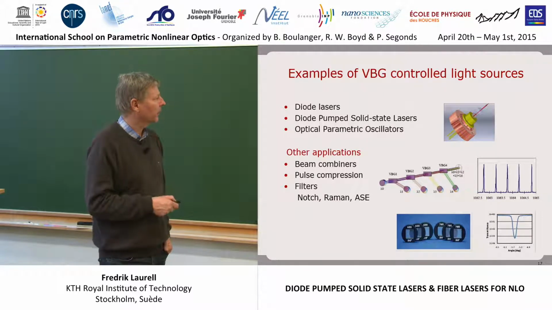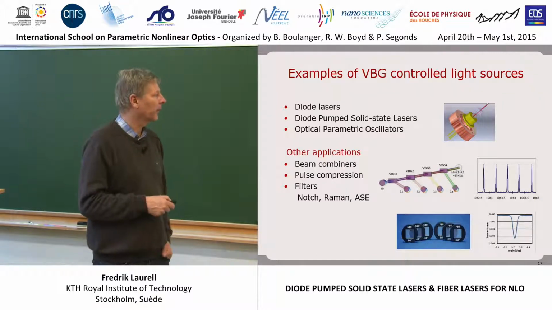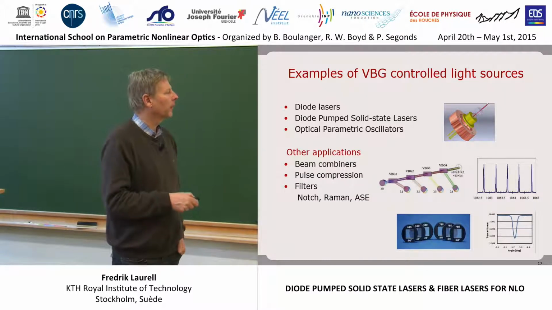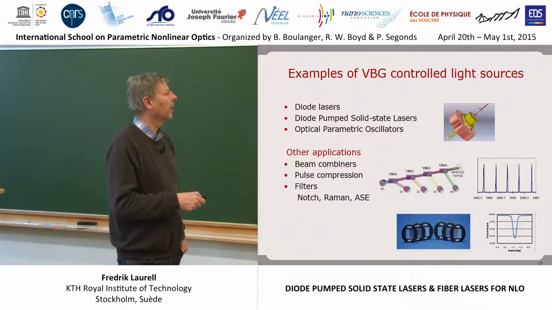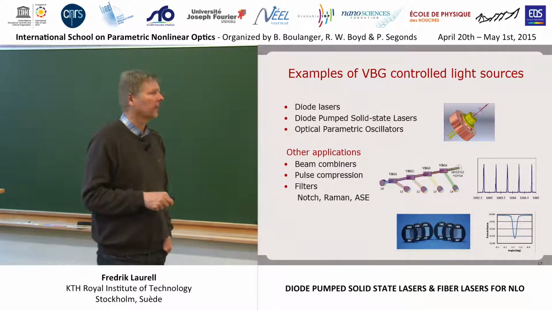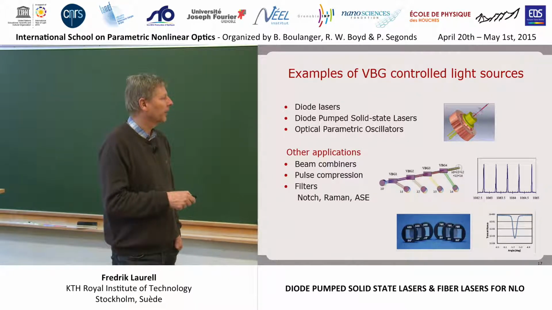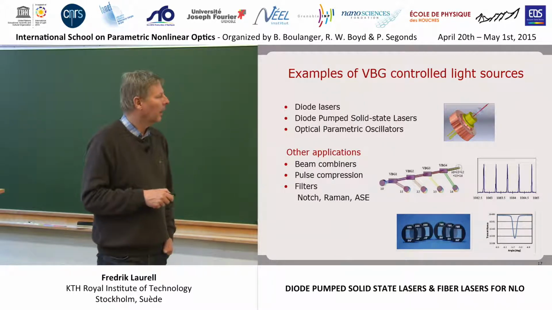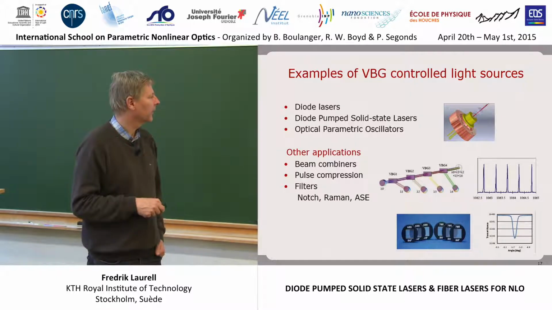You can also use them as beam combiners. And in the US, they do this for military applications. So they combine several lasers here, and they use the VBG as a reflector. So they will reflect a certain wavelength, and for all the other wavelengths, they are transparent. So they can just do a beam combination here. And you can think of lasers with hundreds of watts or a kilowatt, and then you combine them to do dangerous things.